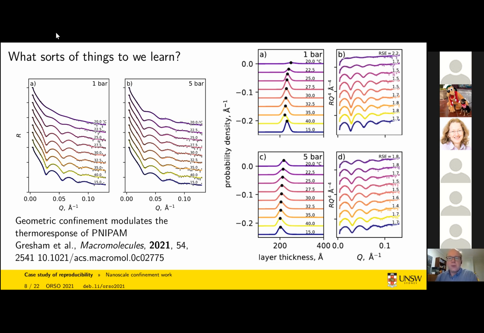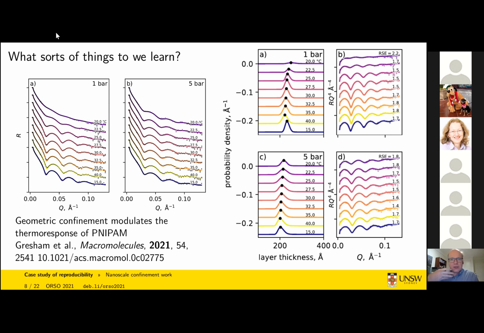To put together that analysis, we end up with a distance distribution function. We have a set of different distance distributions for the confining apparatus, and that's then telling us about the thermoresponse and how that thermoresponse is modulated, and we end up with hysteresis in the system as well. So that's the sort of analysis that we have been trying to do.